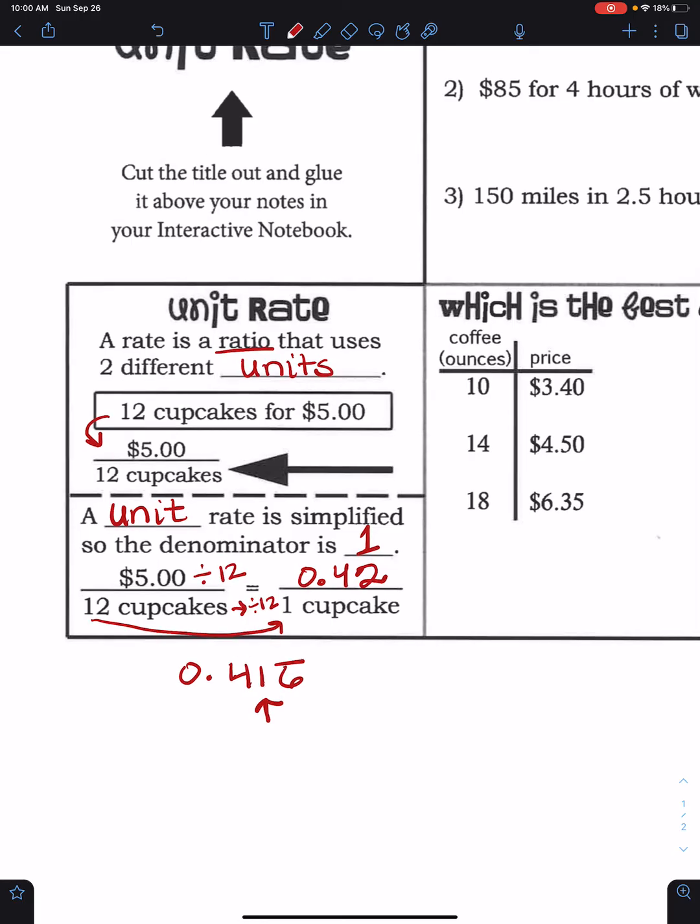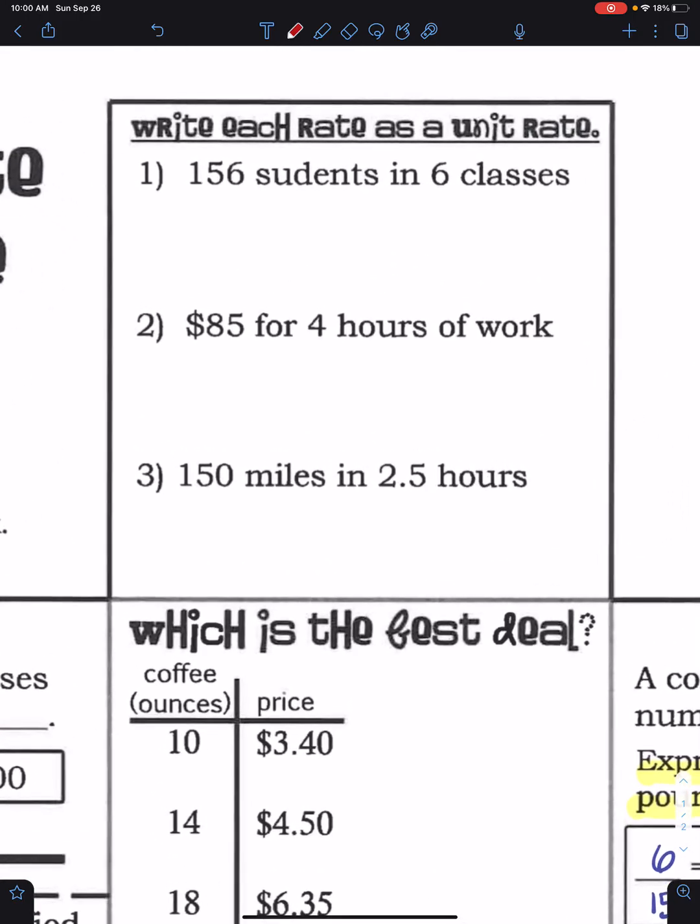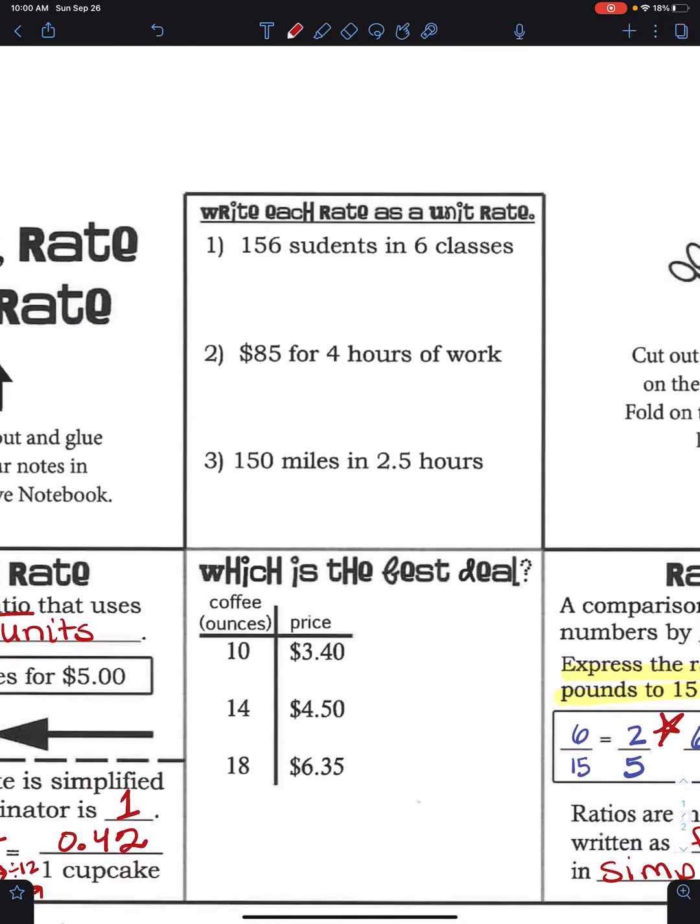All right, let's do some practice problems here. Write each rate as a unit rate. So if we have 156 students per class, or for 6 classes, we want to know how many students are just in one class. So we'd have to divide this by 6. We'll divide them both by 6. So 156 divided by 6 is 26. That means we have 26 students per class.